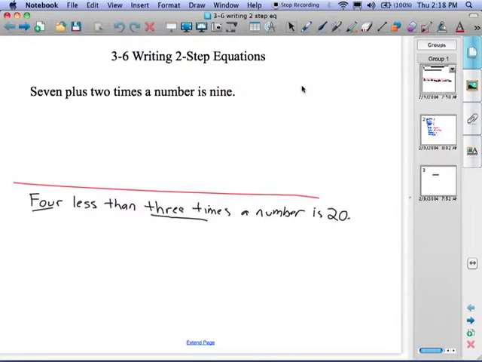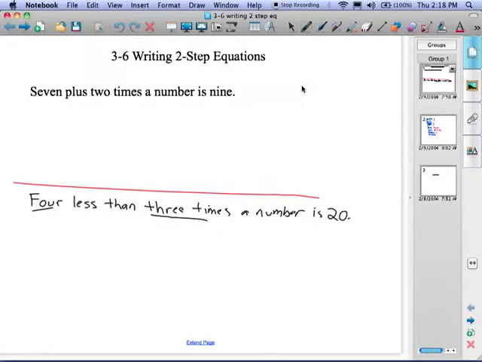3-6, writing two-step equations. This lesson is going to combine a couple of other lessons: one, solving two-step equations, and the other is writing an equation from words that have been given to you.